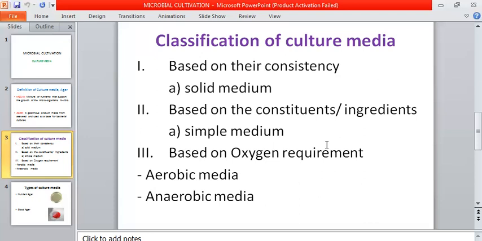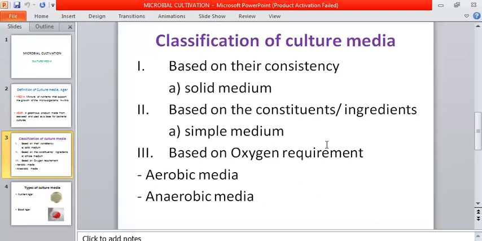We proceed to the second classification, based on the constituents or ingredients. When you talk about classification based on the ingredients, we have simple media and complex media. The simple media is the one that has just basic ingredients, without any special addition into it.